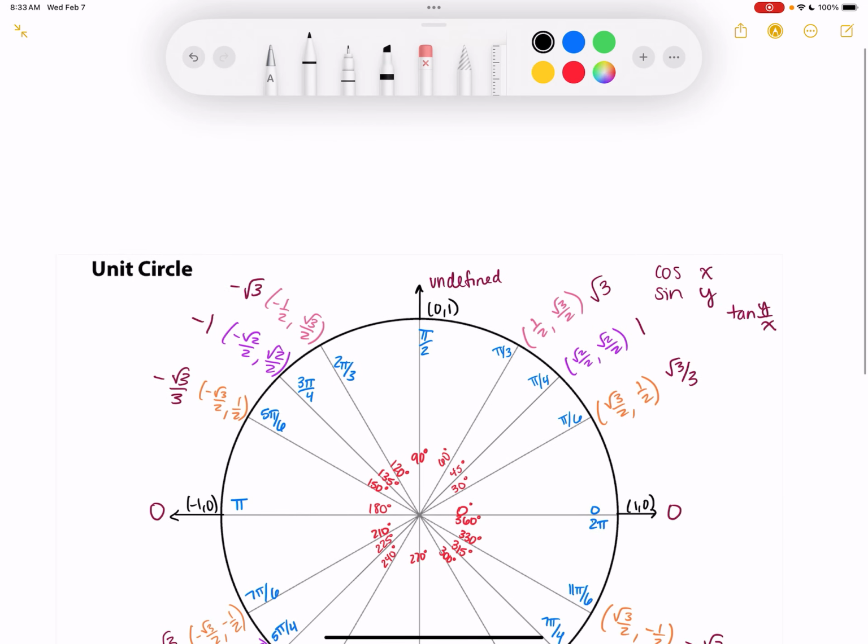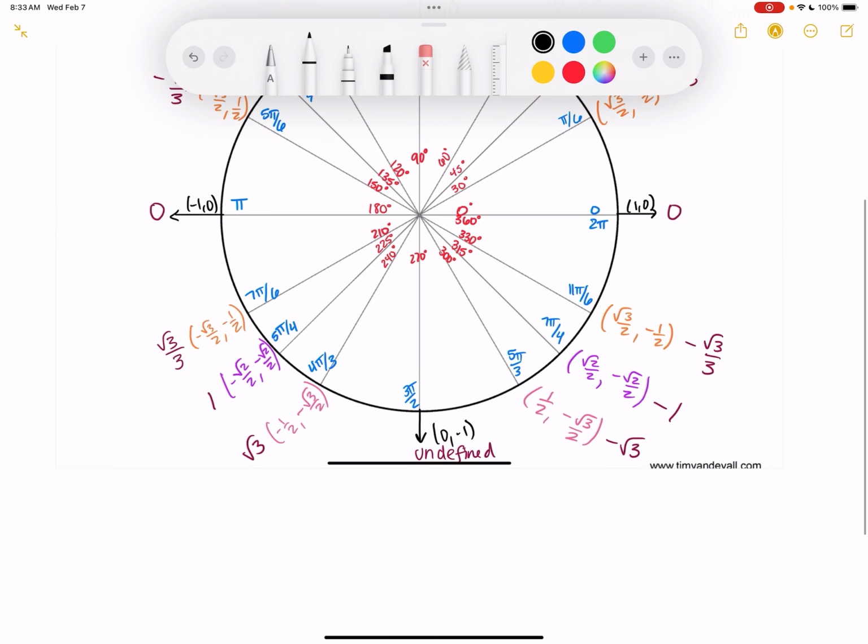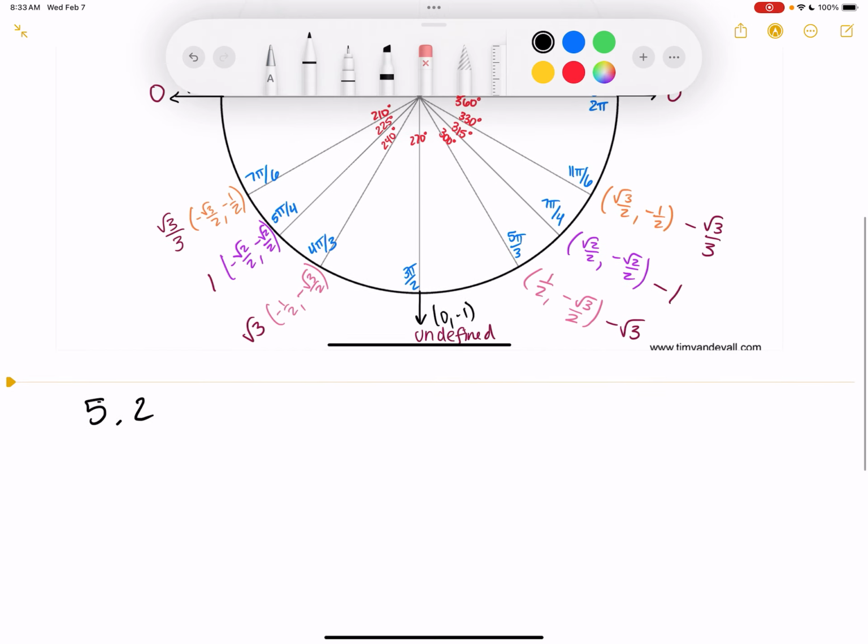What is going on? Can I not write there? Okay, I guess I can't write up there, so I guess we'll write down here. 5.2. Trig functions.